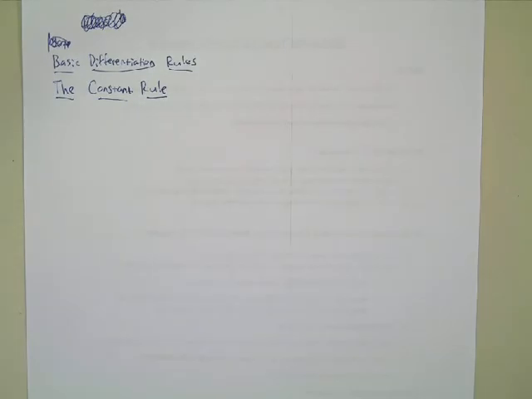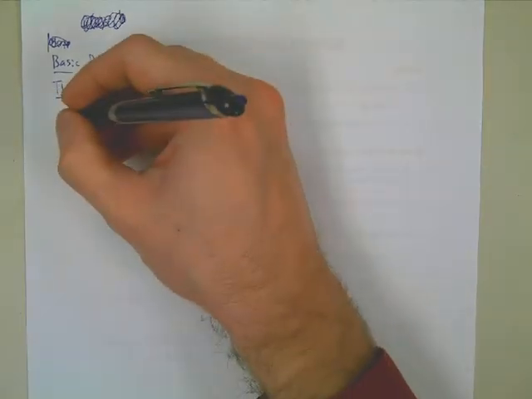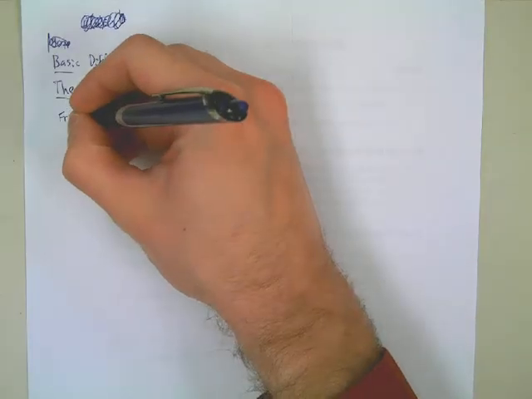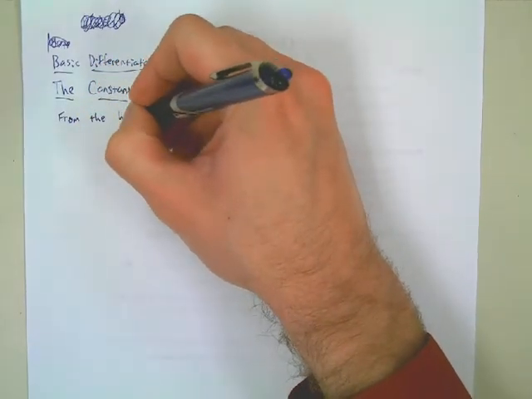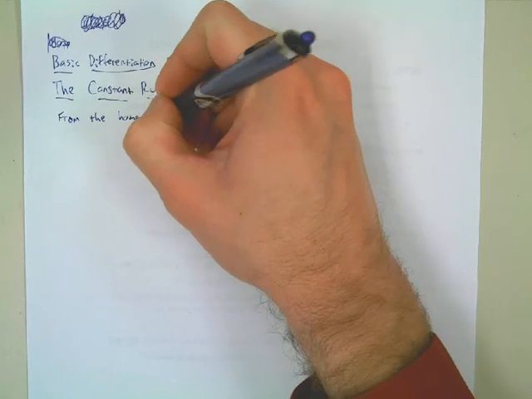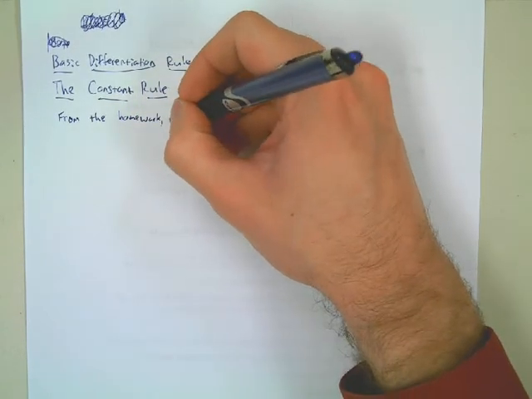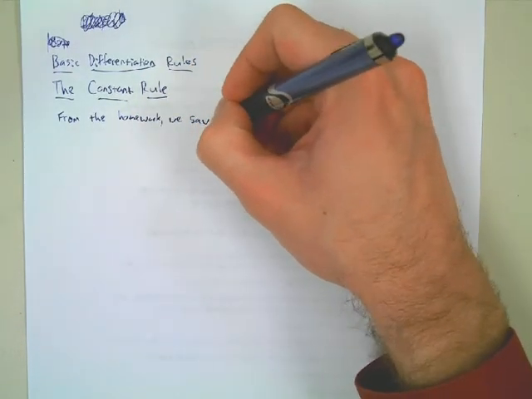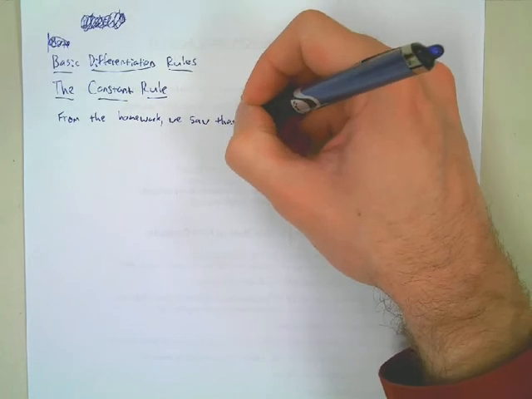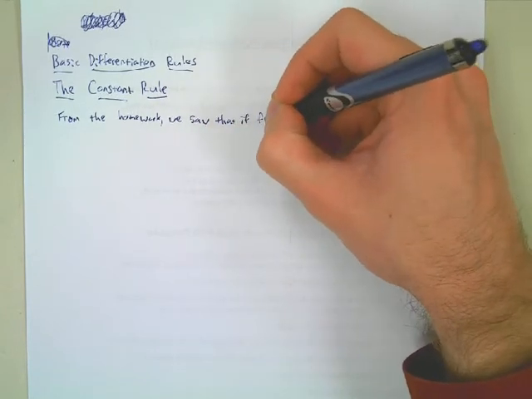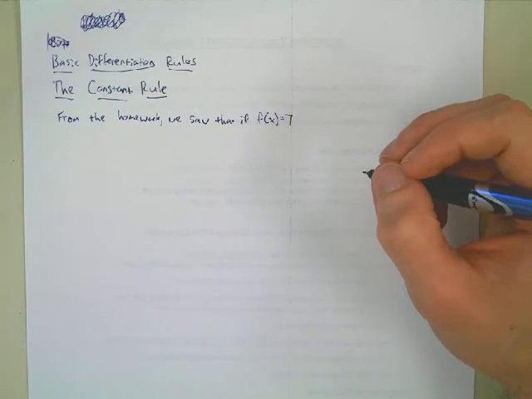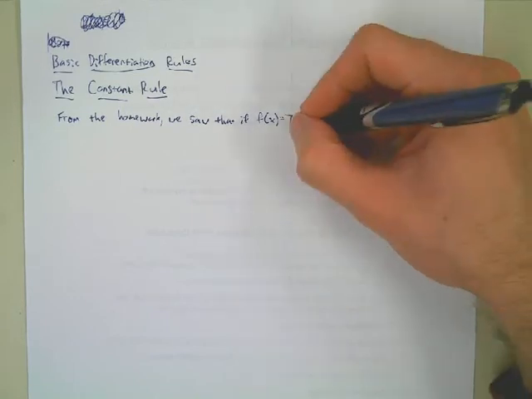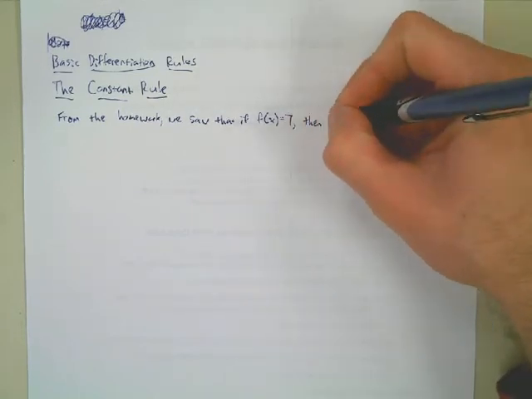From the homework, if you remember, if you don't, then that's okay. We saw that if f of x is equal to 7, this is one that Emma asked about, if you guys remember. If f of x equals 7, then what do we find that f prime of x was equal to? 0.